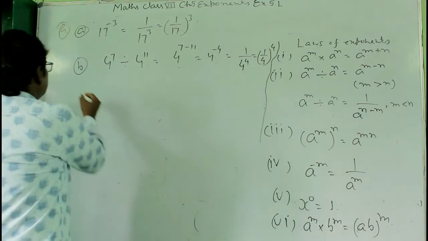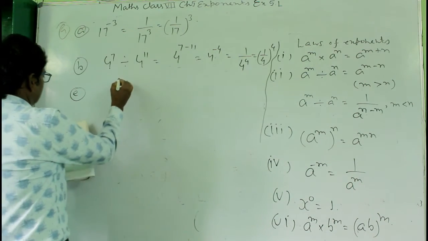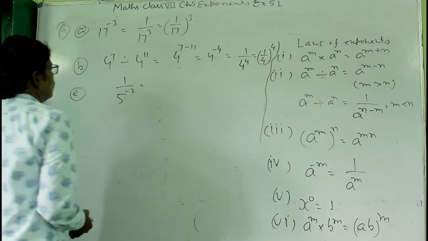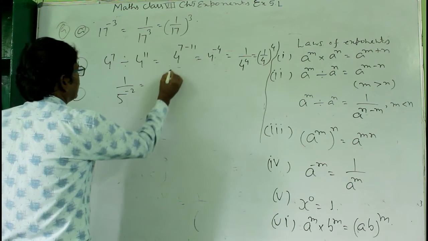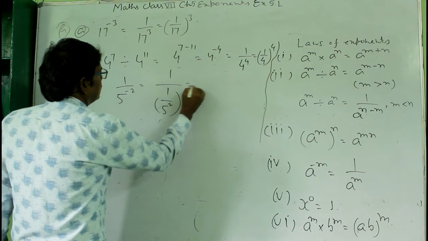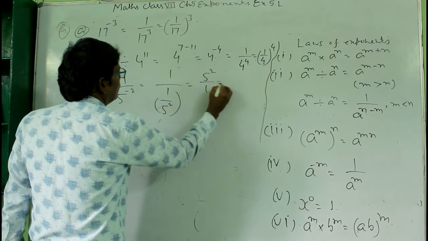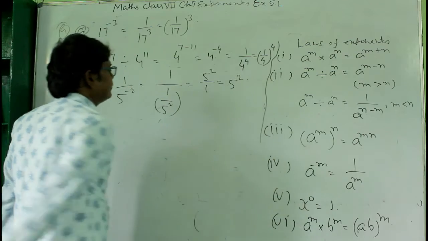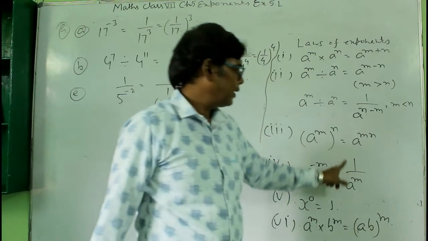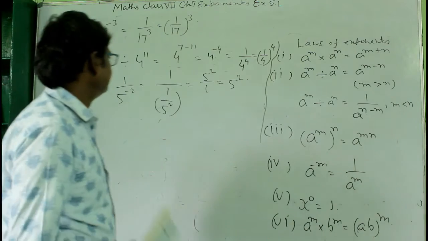In the same way, you can make the exponents of the others positive. For example, question number E, you have 1 by 5 to the power minus 2, so it will go up. Or you can write this as 1 by 5 square, that will be 5 square by 1, equal to 5 square. So 5 to the power minus 2 equals 1 by 5 square.